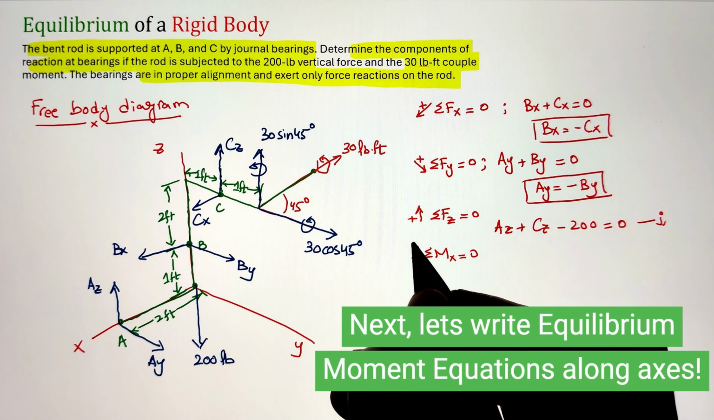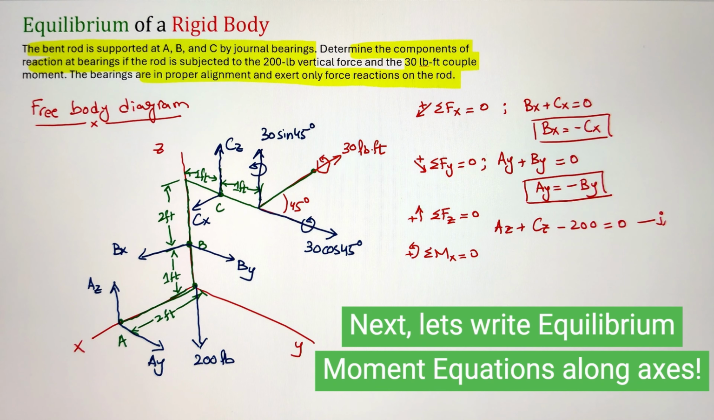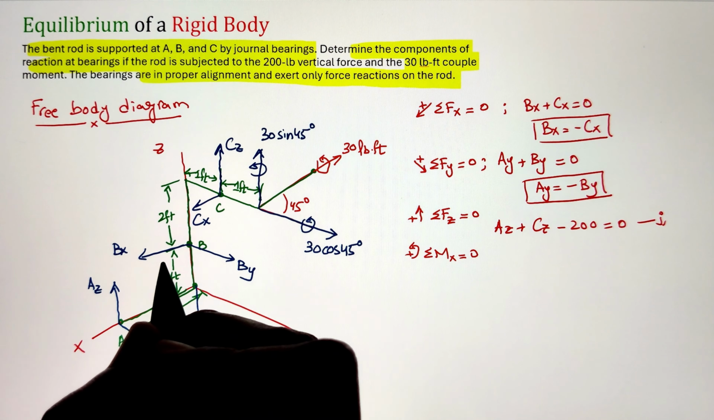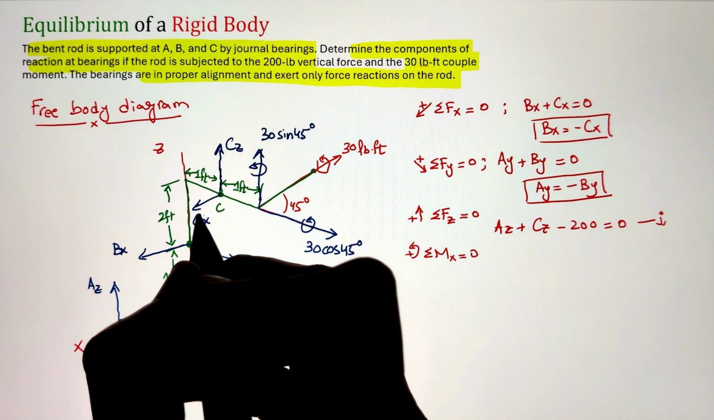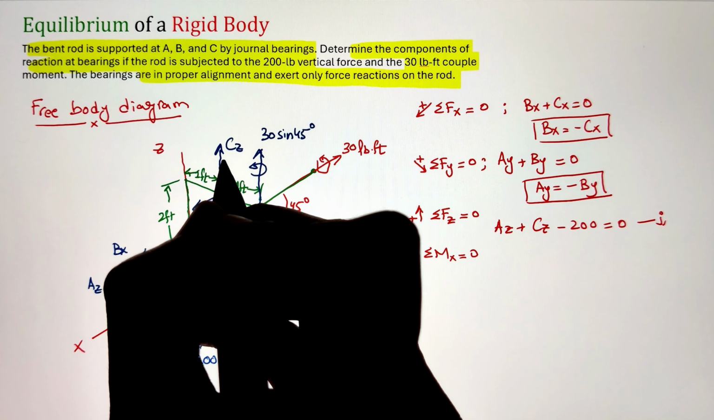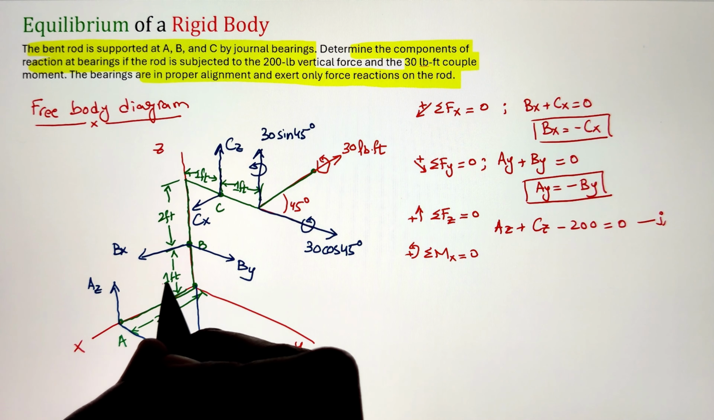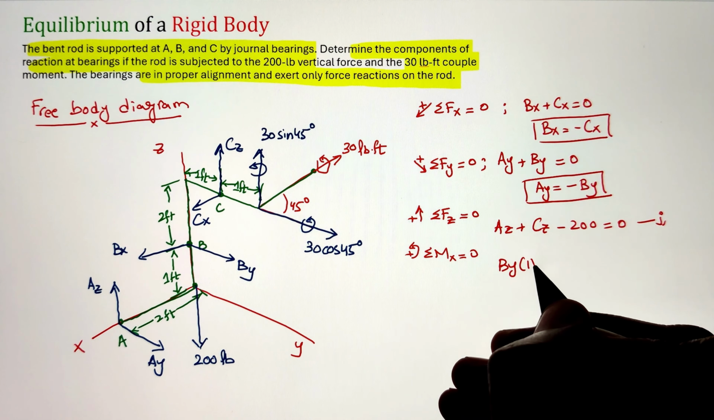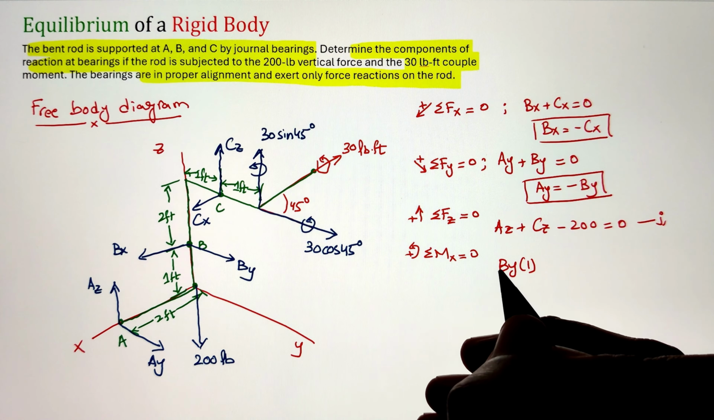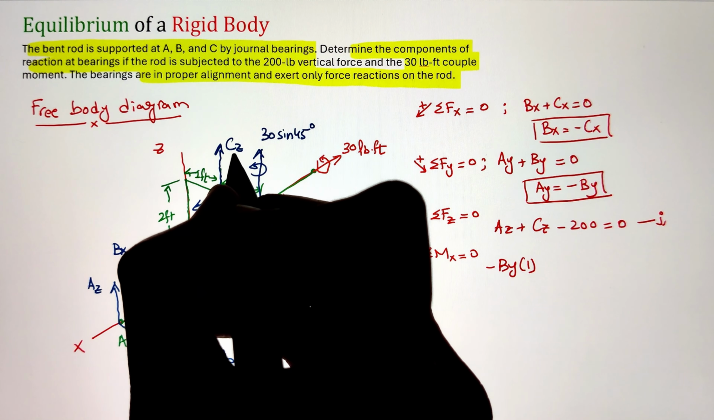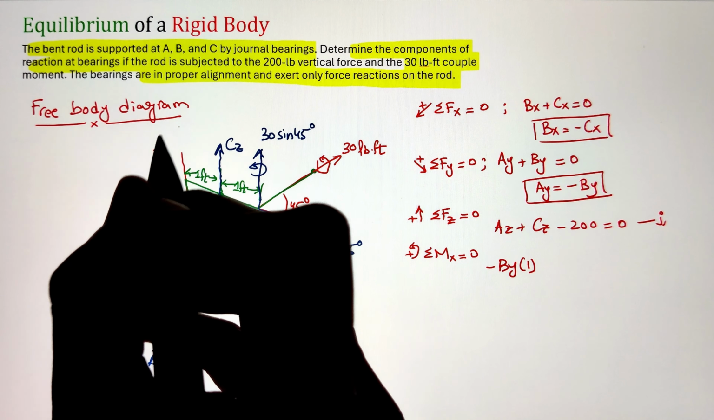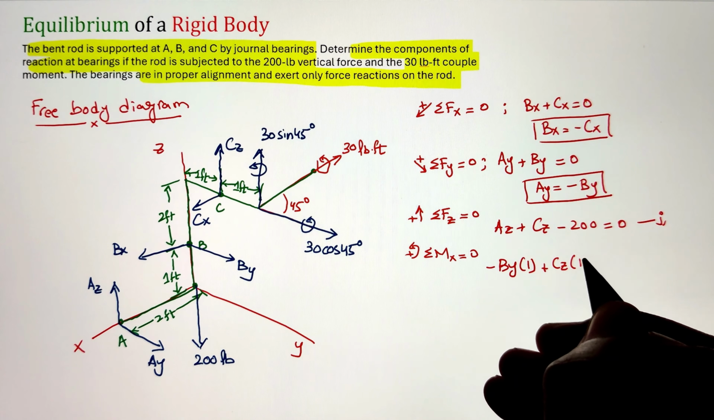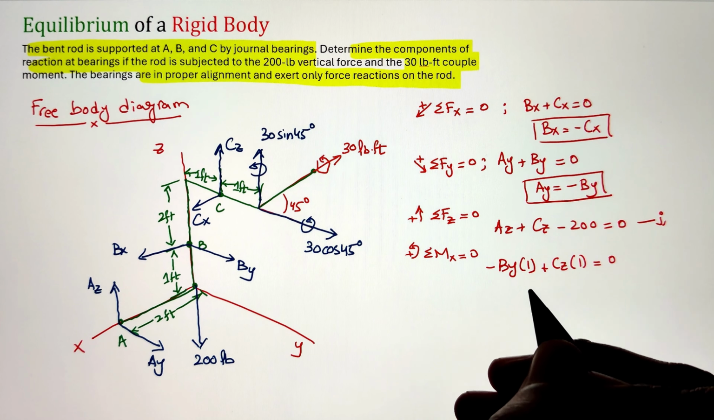Now, once we have the force equations, let's shift towards the moment equilibrium equations, and we'll start with summation of moment acting along the x direction. Now, looking at point A, since both AY and AZ are acting on the x-axis, they won't create any moment about the x-axis. Same, the 200-pound force won't create any moment about the x-axis. BX and CX, since they are in the x direction and parallel to the x-axis, they won't be creating any moment.